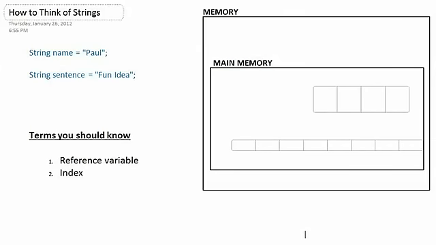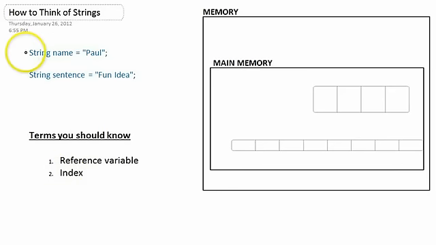Hello. This is going to be a very quick video to explain how to think about strings. This thought process and visualization might not seem as important now, but as we get into more complex ideas, being able to visualize a string in this manner is very useful. We're also going to highlight two terms, reference variable and index.